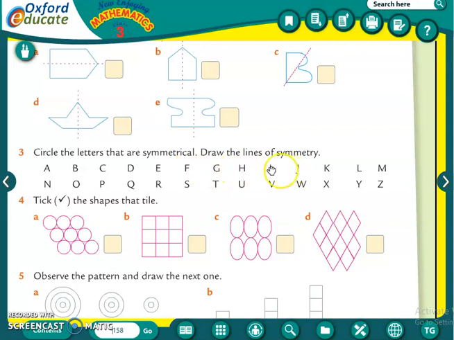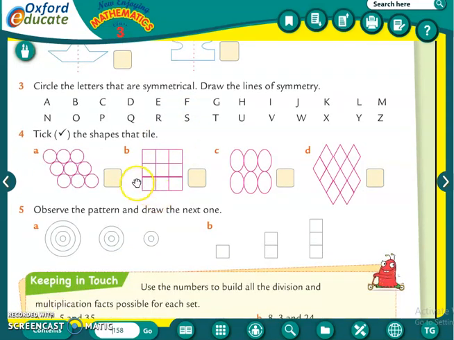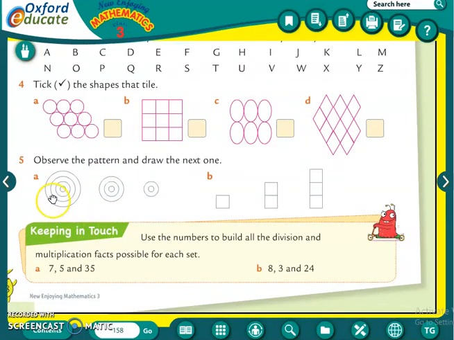Now circle the letters that are symmetrical. Draw the lines of symmetry. So here are the letters of the alphabet A to Z, and you have to circle the alphabet which is symmetrical. Okay, and tick the shapes that tile. Which shape is tiling, that you have to tick. Now here observe the pattern and draw the next one. So here you have to draw the next pattern.